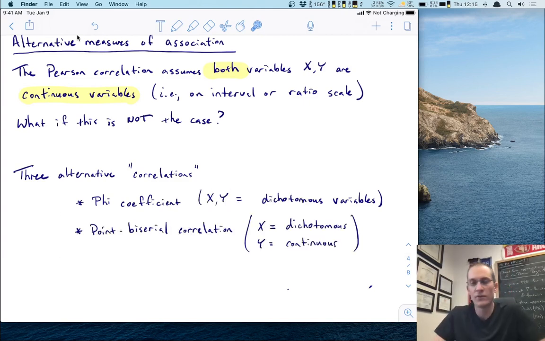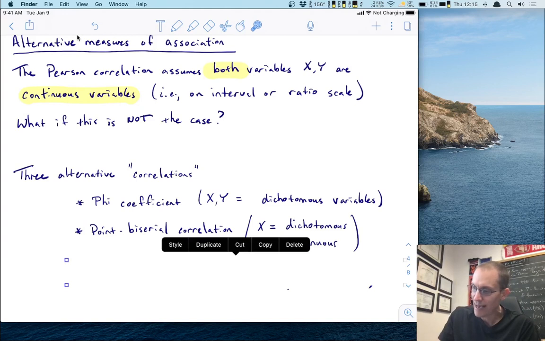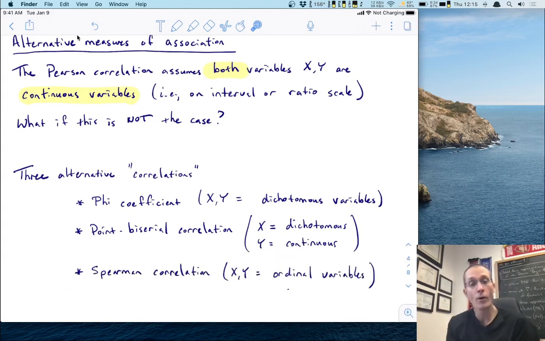The second example is something called the point biserial correlation. And this is one that we can use when one of the variables, let's say x, is dichotomous, whereas the other one is continuous. So it's kind of a halfway in between Pearson and phi. And then the last one that we'll talk about is when you have ordinal variables, you'll use something called the Spearman correlation. And we'll talk about how to deal with that case momentarily.